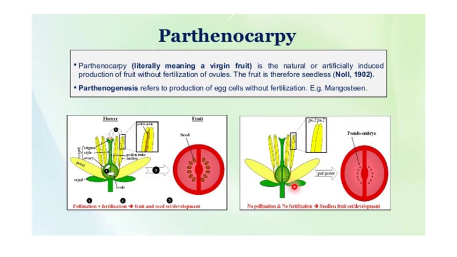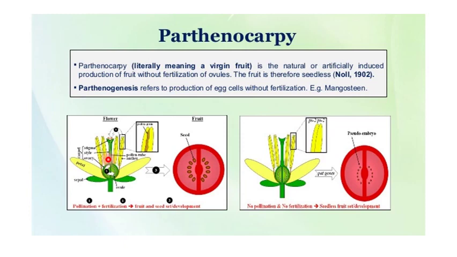In this slide, you can see two pictures. On the right side, there is a parthenocarpic example in which no pollination and no fertilization occur. As a result, the fruit development will be seedless. You can see here the structure of a fruit where seedlessness is present. On the other hand, when pollination and fertilization occur, the fruit and seed development are properly performed.